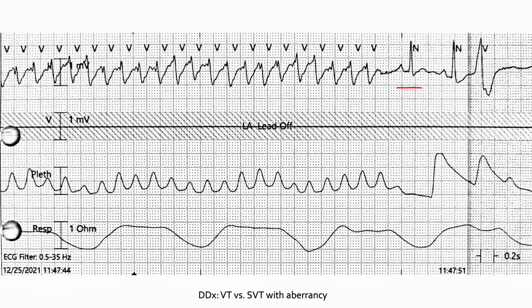We have a PVC here with a nice retrogradely conducted P wave right there. And we have the termination of the tachycardia right here. Overall, QRS morphology is hard to distinguish in a single lead tracing. However, we can compare it to sinus and we can say it looks different. And this could still be a rate-related bundle branch block, or it could be VT.